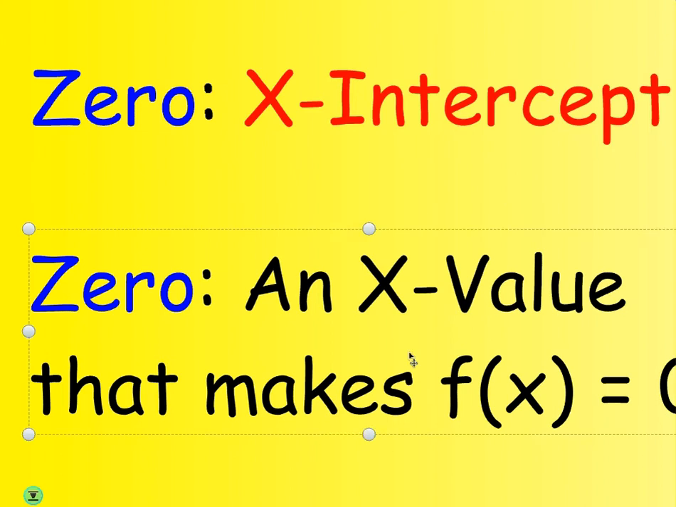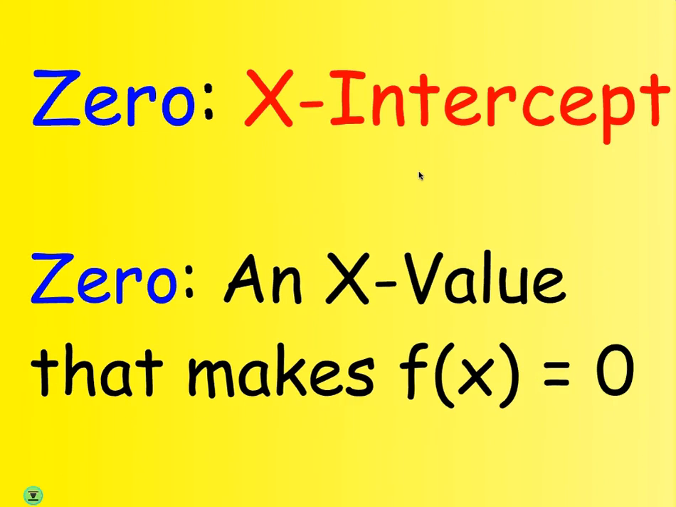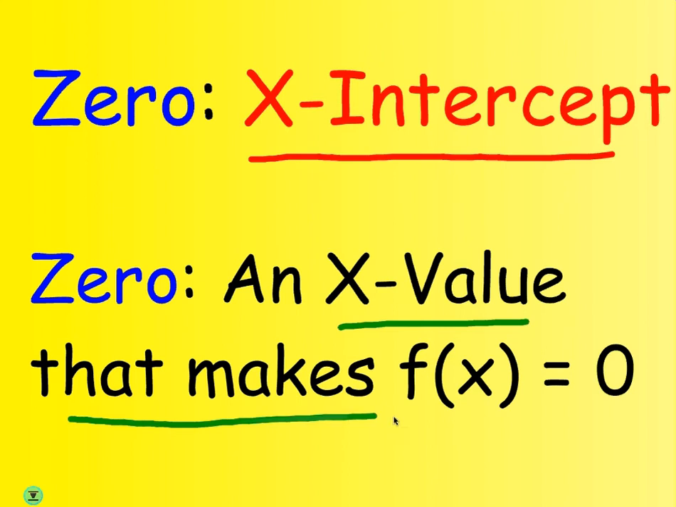Okay. So, two different definitions for zero. You could just call it an x-intercept, or an x value that makes y equal to 0. They both mean x-intercept.